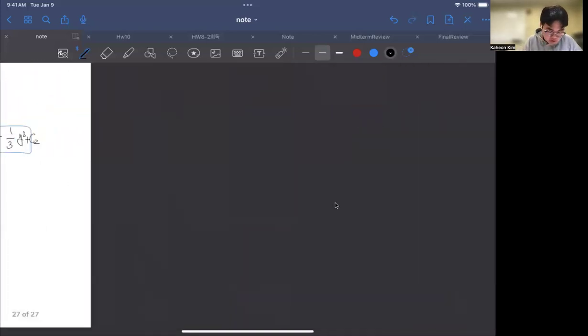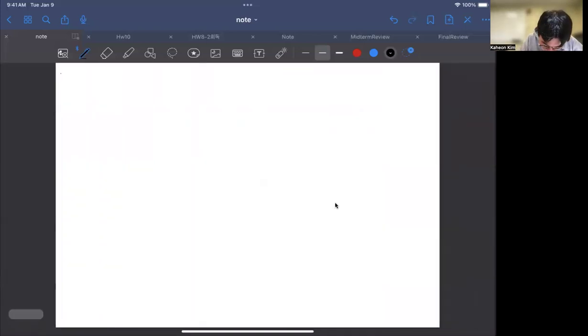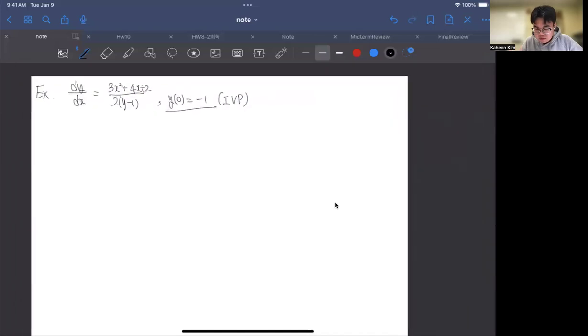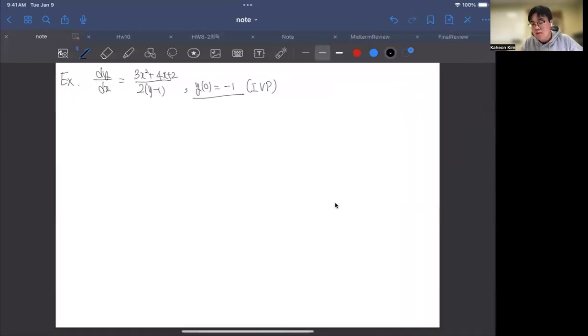So let me move on to another example. dy/dx equals 3x squared plus 4x plus 2 in the numerator over 2(y minus 1), and it has the initial value of y(0) = -1, which means if x is 0, then y should be -1.